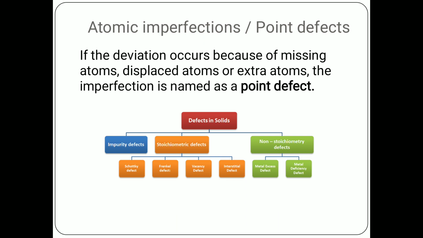Basically, you can classify the point defects into impurity defect, stoichiometric defect, and non-stoichiometric defect. Out of stoichiometric defects, we have got four categories: Schottky defect, Frenkel defect, vacancy defect and interstitial defect. And in non-stoichiometric defect, we have got metal excess defect and metal deficient defect.